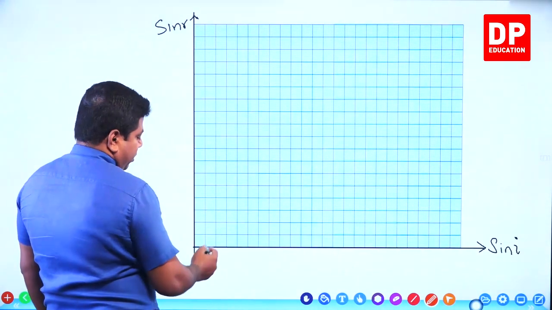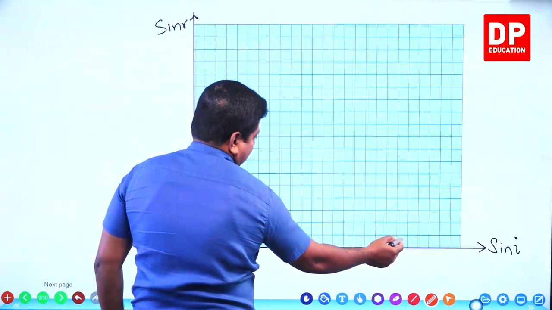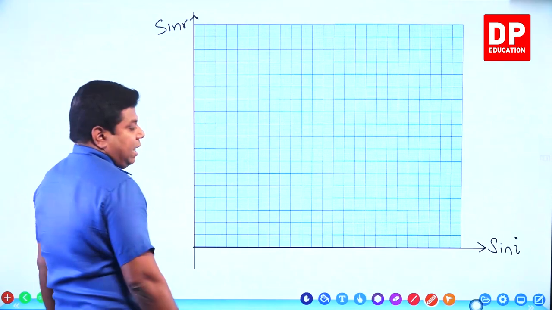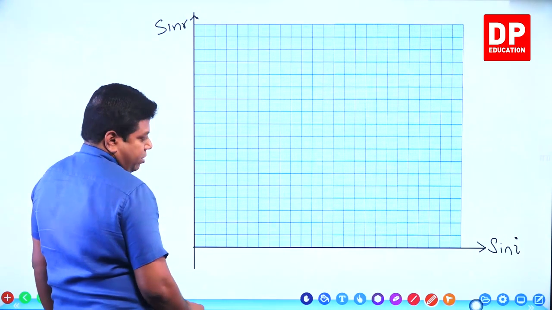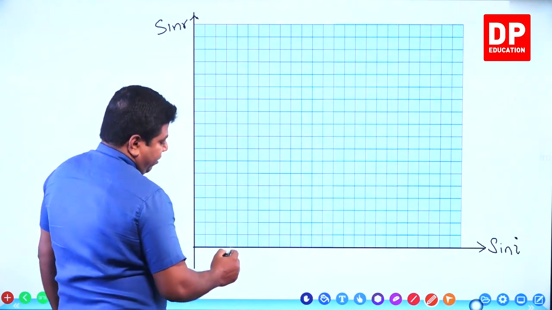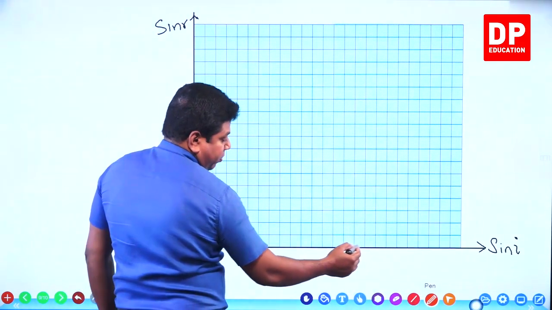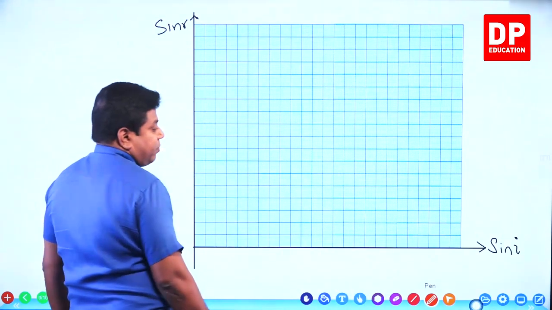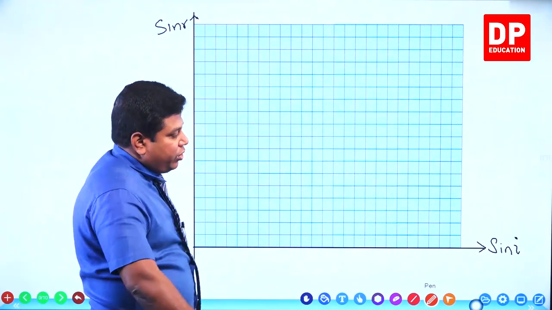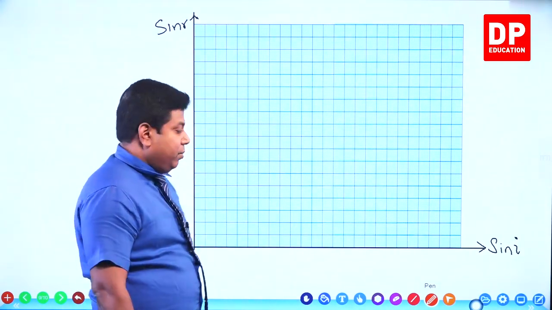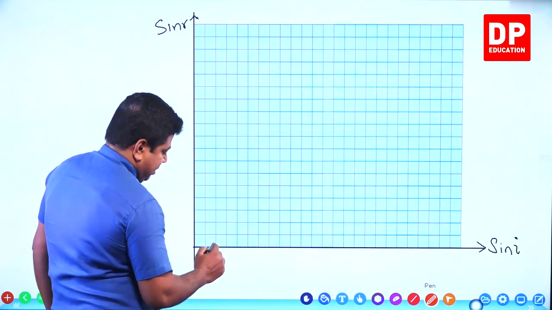So how many lines we have here? 2, 4, 6, 8, 10, 12, 14, 16, 18, 20, 22, 24, 25 lines are there. 25 segments are there. So we'll take 4 segments as 0.1... It won't work. 25 segments. Altogether, it has to be 1. Maximum value is 1. Sin 0 to 1, right? So if you divide 1 divided by 25, you will get 0.04.